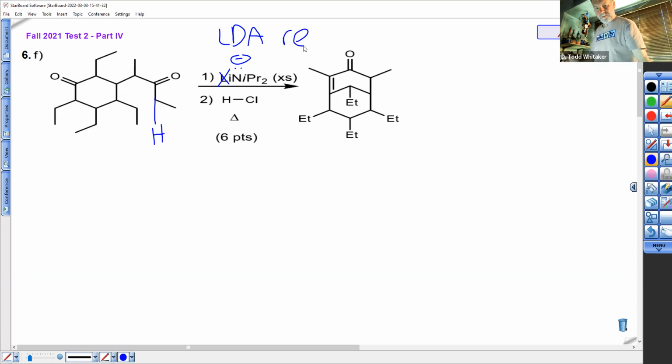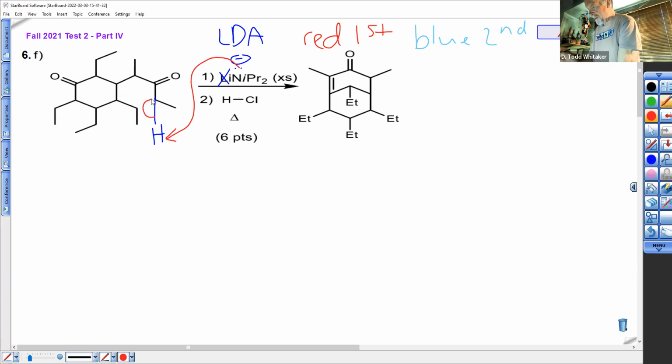That's not red. Thought I hit it red. Blue second. Can't be combining this one just yet. But we're ready. Grab alpha H. Make a lone pair on the alpha carbon. That's a nucleophile.